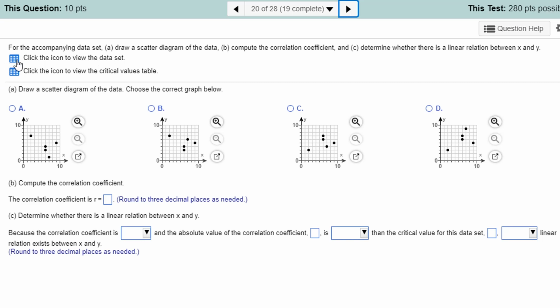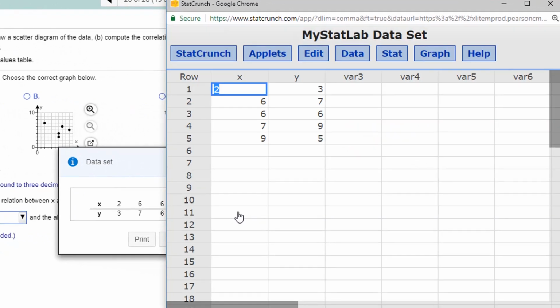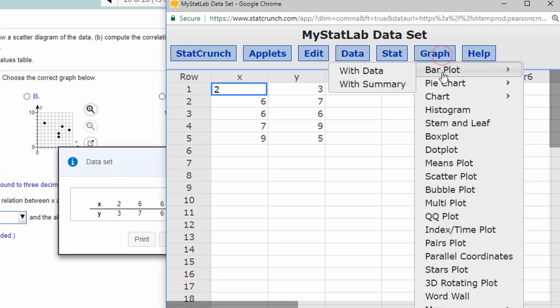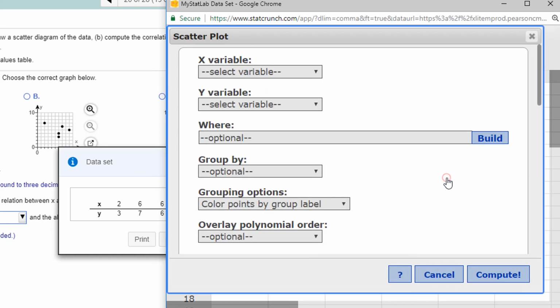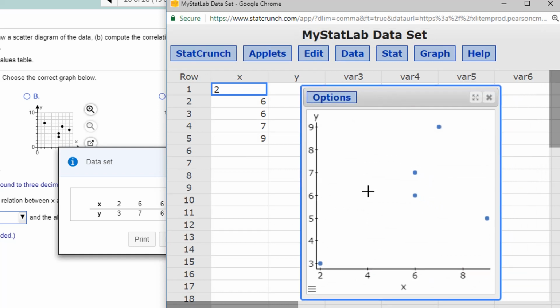For the accompanying data set, this one right here, look at that, so cute, tiny, only 10 numbers. We want to get a scatter plot, correlation coefficient, and determine whether there's a linear relationship. So let's just pop that into StatCrunch, and let's do all of that. Let's start by making a scatter plot. Data, no, it's under graph. It's down to scatter plot. My x variable, I'll choose x, why not? Choose y for the other one, and I'm going to click compute, and I'm going to get my little scatter plot. Now this is the shape I want.